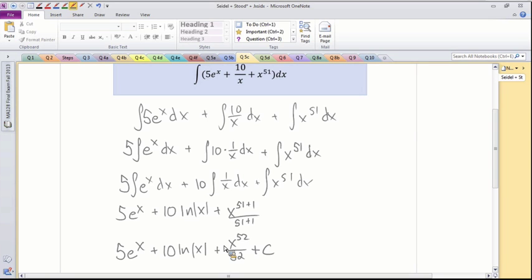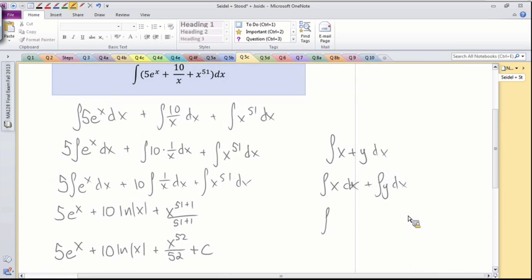One of the questions is, why did we move the coefficient outside of the integral? It's just one of the properties of integrals that we have to keep in mind. If we have the integral of x plus y dx, we can break this up into the integral of x dx plus the integral of y dx. We can also say if we have the integral of 5x dx, we can move the coefficient to the front. It's just one of the properties.